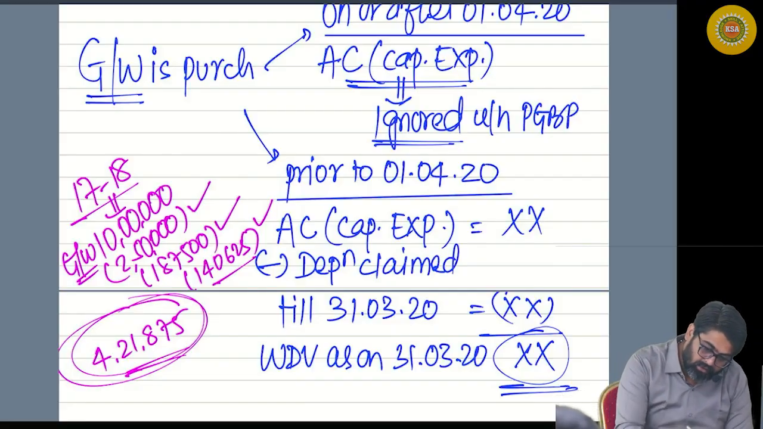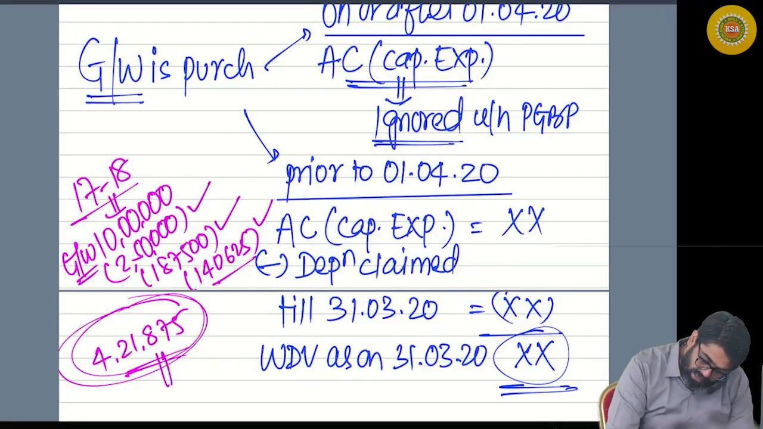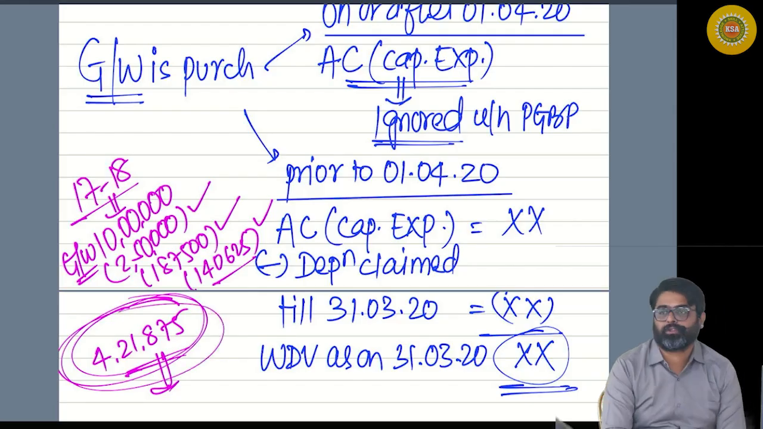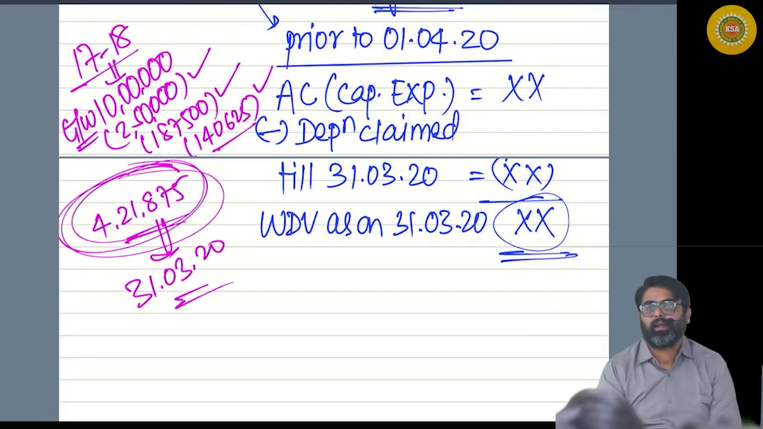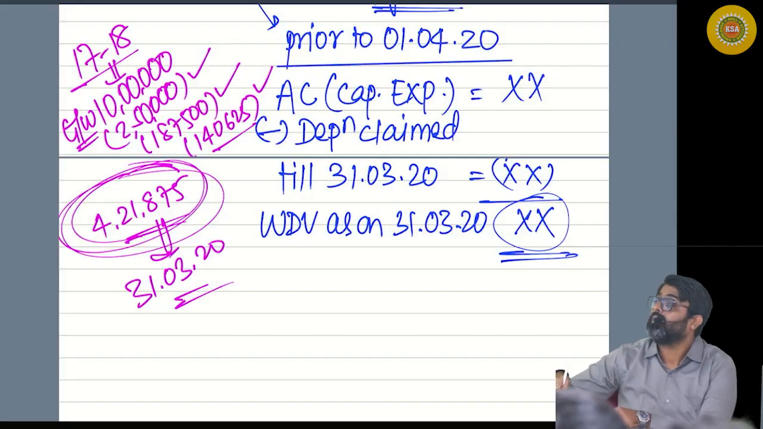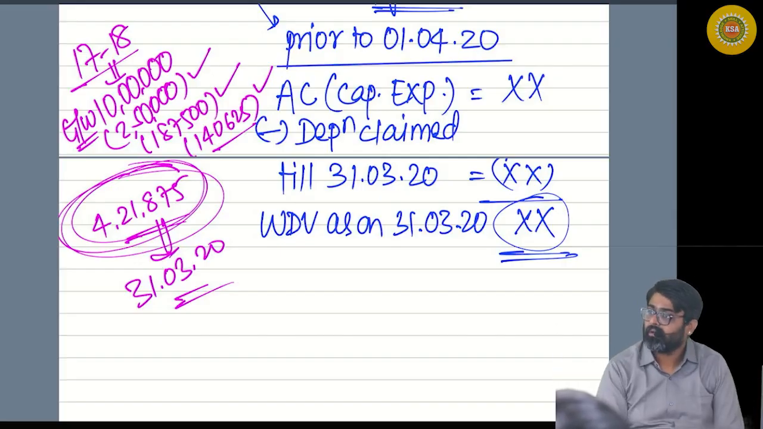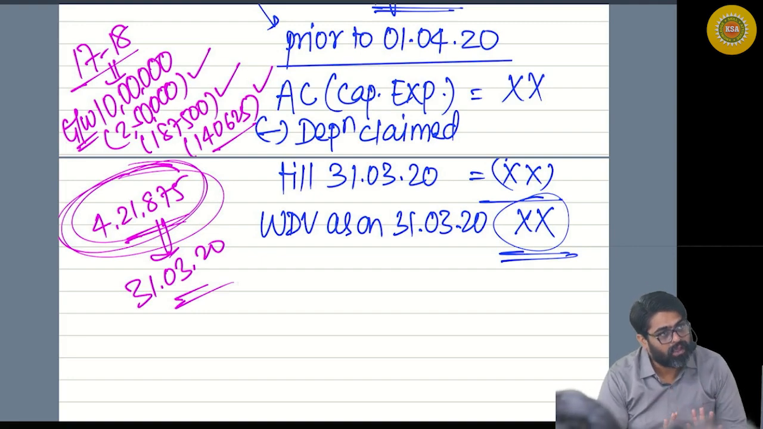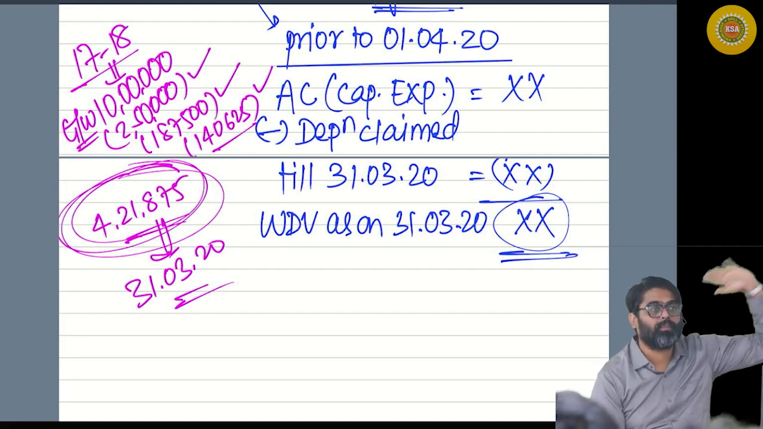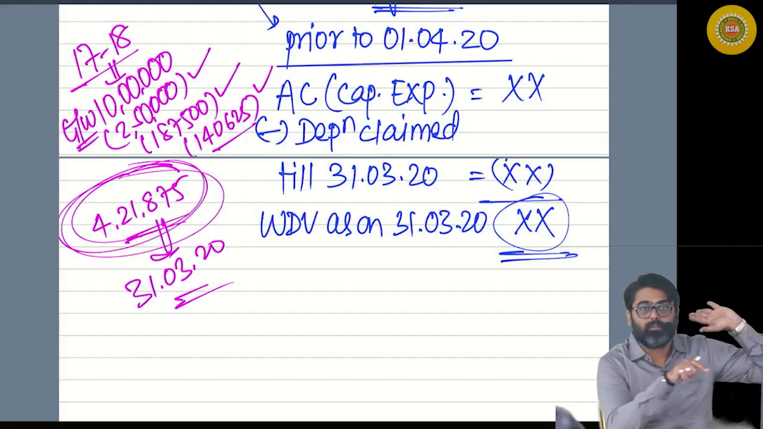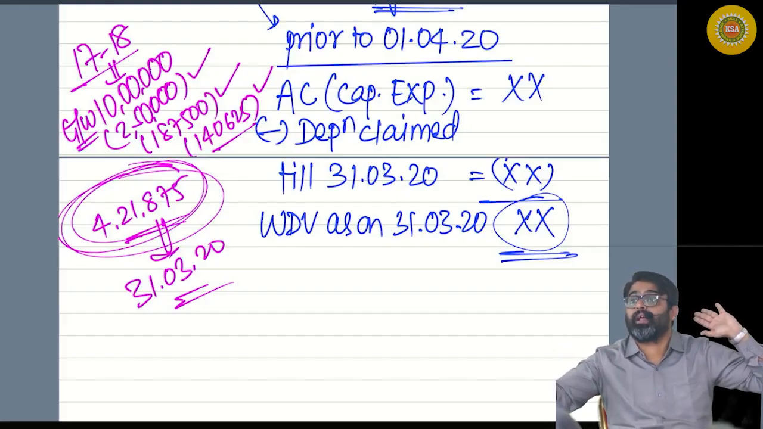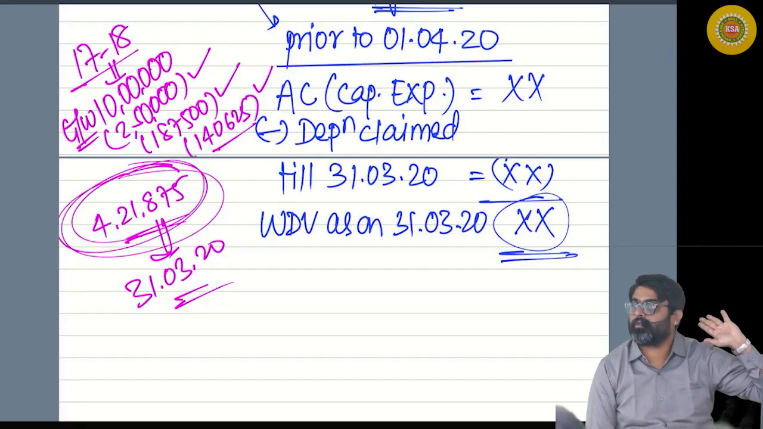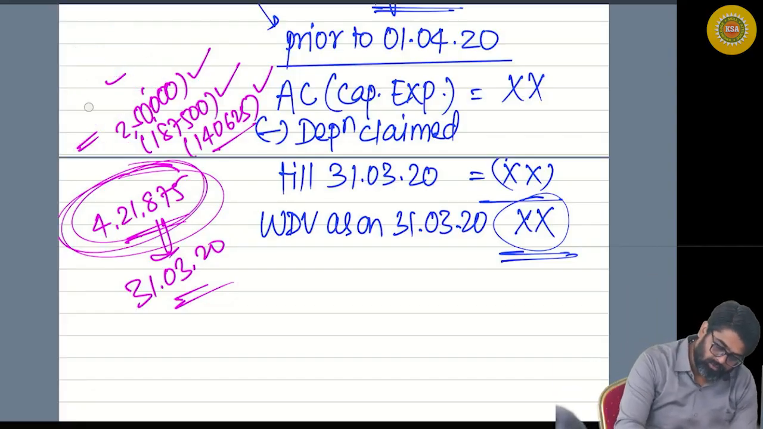Come on, tell me. This 4,21,875, which is the remaining cost, which is nothing but WDV as on 31st March 2020. Are you going to claim this amount in the form of depreciation? So do one thing, take this amount also to capital gains. Now this amount will no more be available as depreciation under the head PGBP. Got it, sir? So tell me, what am I supposed to do here?